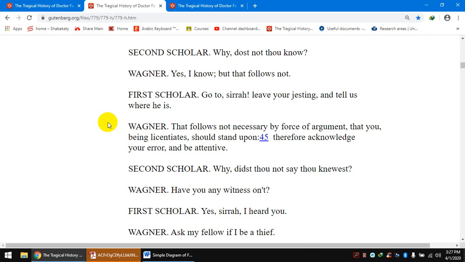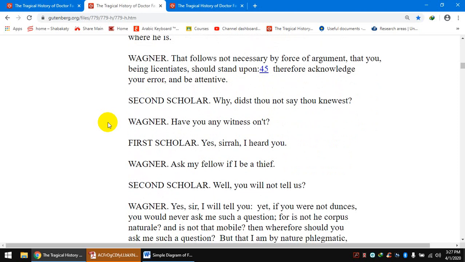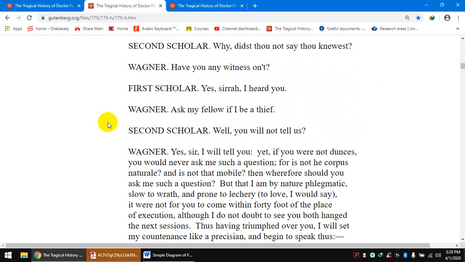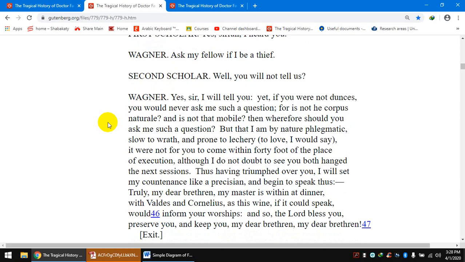Here in this scene, Wagner is imitating, as we said, his master. He also uses the language of law. As you know, Dr. Faustus masters many branches of knowledge, and one of them is law. So he used the language of law, and here he is also using the place of execution as a pun.